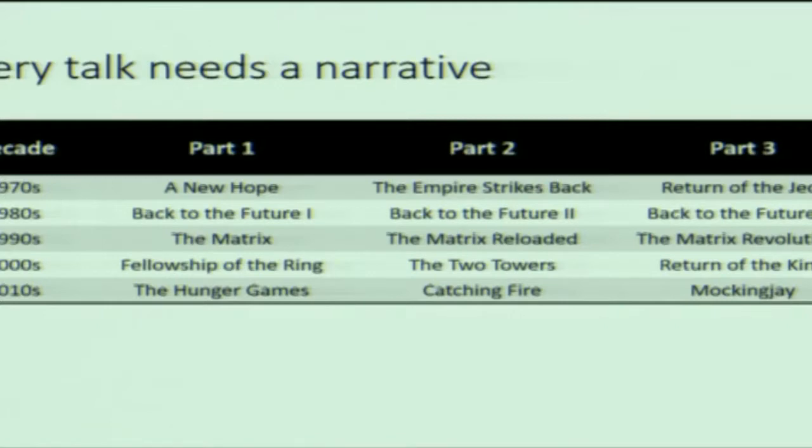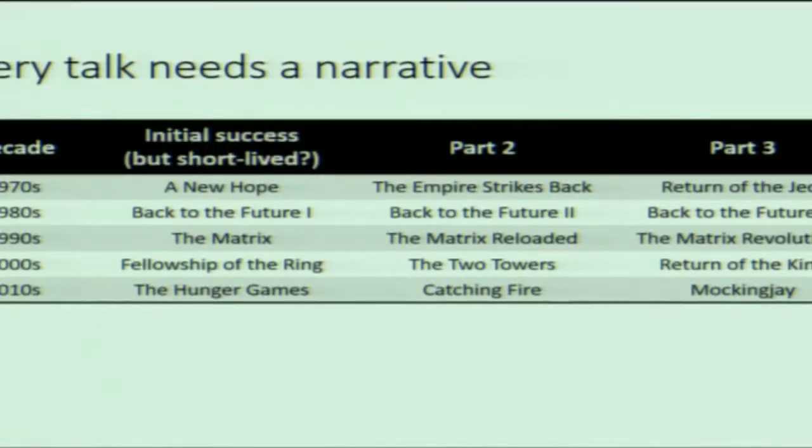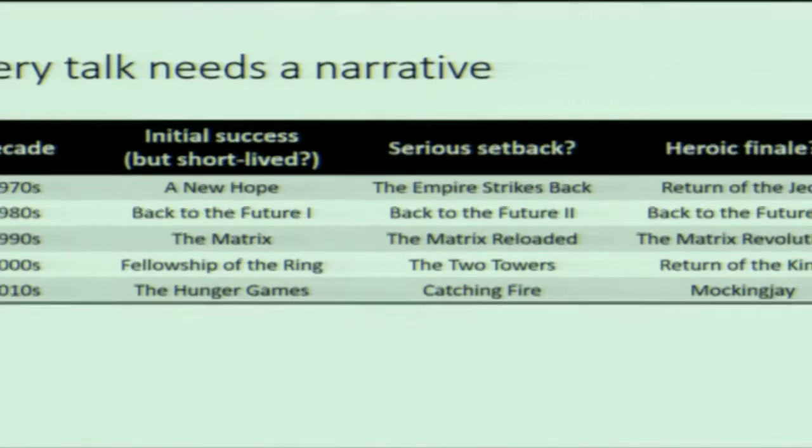And if you actually look at movie trilogies in this long view, you recognize some themes. So the first part of every trilogy is the same. There's some sort of initial success, but it's pretty short-lived. And that's what brings us back for part 2, which is some sort of serious setback for our major characters. And that's what brings us back to part 3, where there's some heroic finale, where our characters have come to some deeper understanding about themselves or the universe. And so I have modeled my talk in this vein.